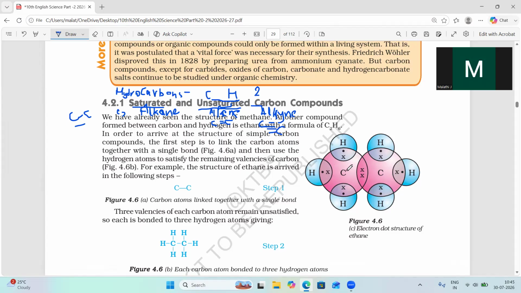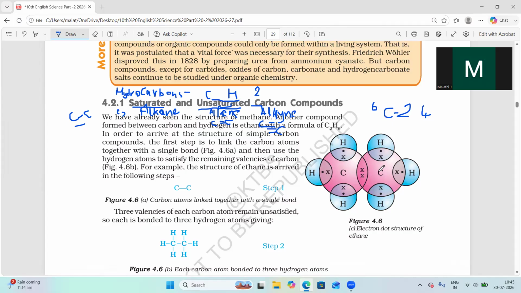how should we write it? We know carbon has how many electrons in the outermost shell? If you write the electronic configuration, the atomic number of carbon is 6, so it is 2, 4, that is 1s2, 2s2, 2p2. Four electrons are present in the outermost shell. So how to write 4 electrons around the carbon? You should write 1, 2, 3, 4.